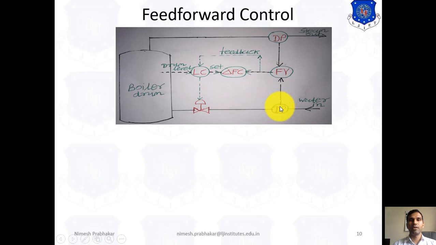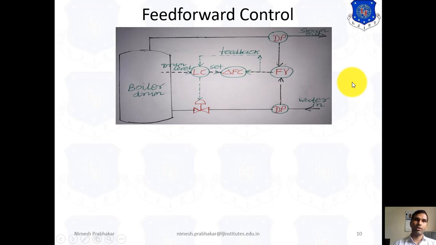That means here it measures the pressure of the inlet water, and this measures the pressure of the outlet steam, and these two measurements go to here, and this indicates the difference of both. This is a force difference controller, and this is a level controller.